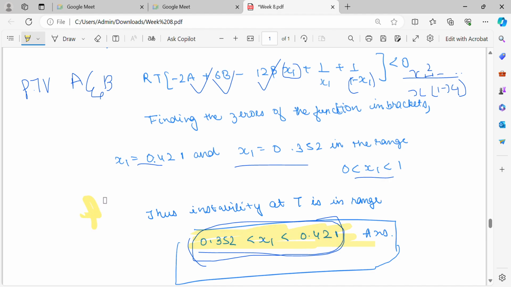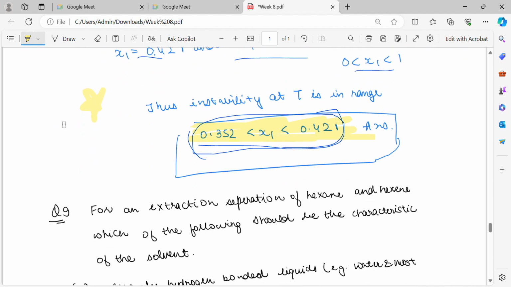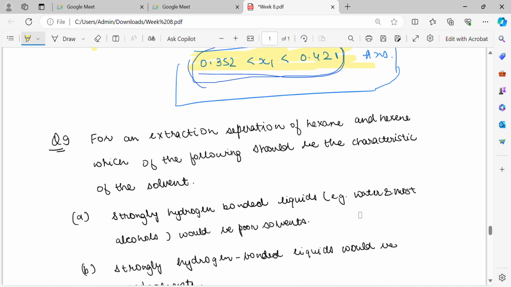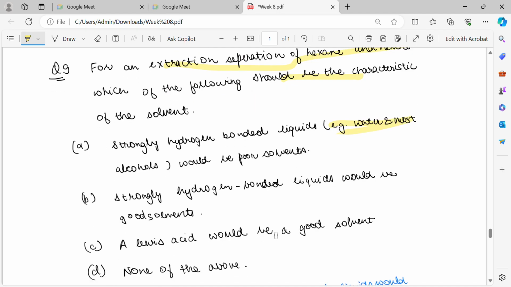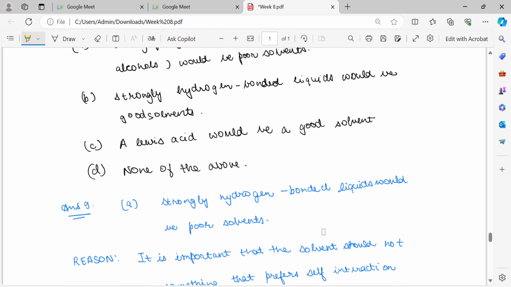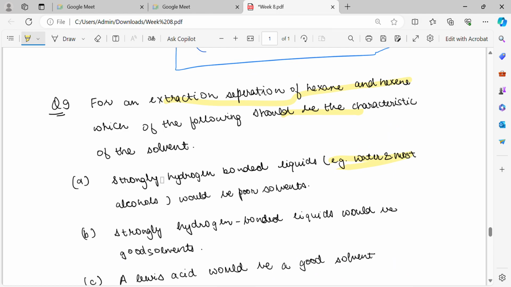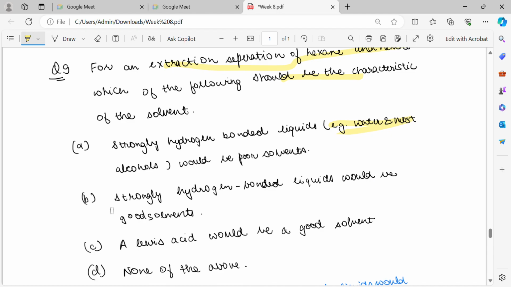It's a good question. Let's check. For an extraction separation of hexane and hexene, which of the following should be the characteristic of the solvent? Strongly hydrogen-bonded liquid, for example water and most alcohols, would be a poor solvent; strongly hydrogen-bonded would be a good solvent; a Lewis acid would be a good solvent; none of these. So you can try solving this.